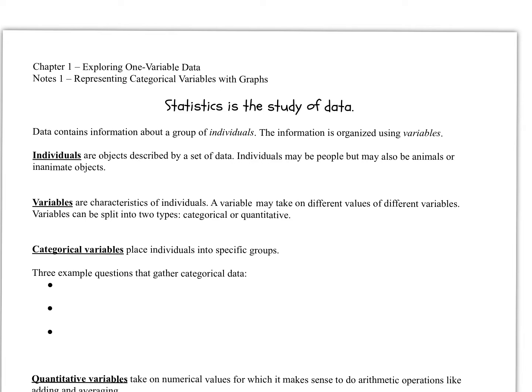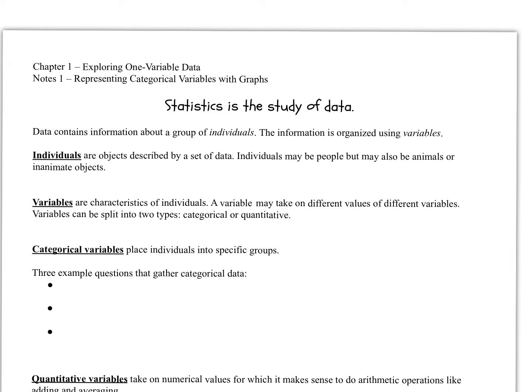So when we say individuals, these are objects described by the set of data. And it can be people, but it can also be animals or inanimate objects. Variables are then the characteristics of those individuals. So it can take on different values of different variables, and those variables can be split into two different types: categorical or quantitative.